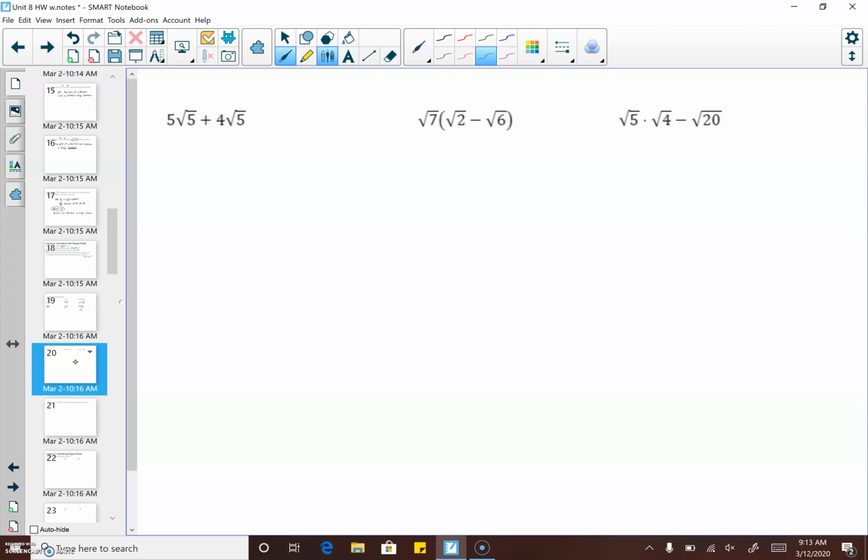For the adding and subtracting part, 5 square root 5 plus 4 square root 5, you're going to add the numbers out in front to get 9 square root 5. We'll distribute the square root of 7 to give us the square root of 14 minus the square root of 42. And we don't have the ability to do anything with that just yet, so we'll hold off on those for a minute.